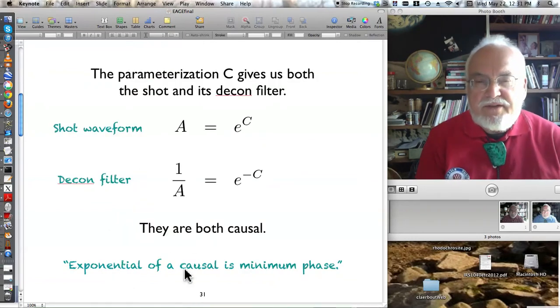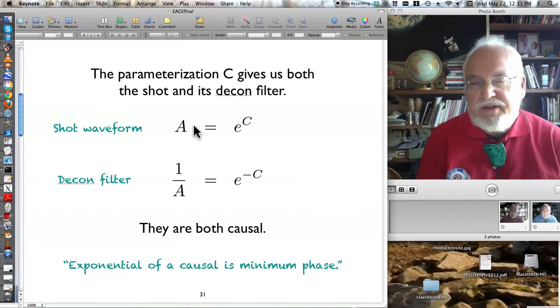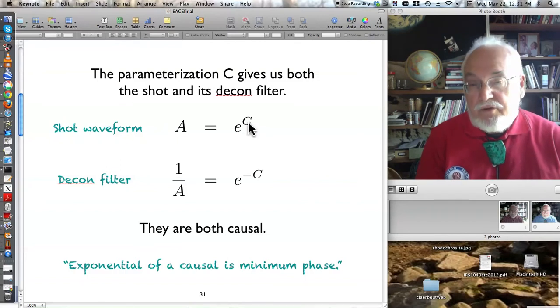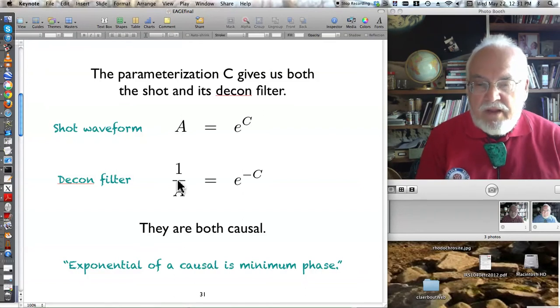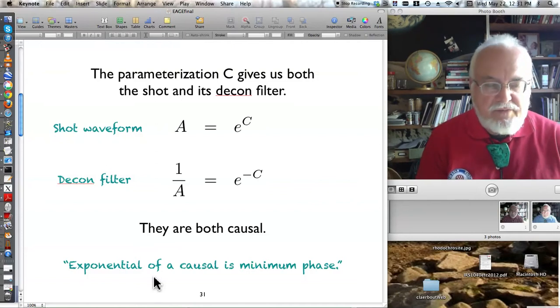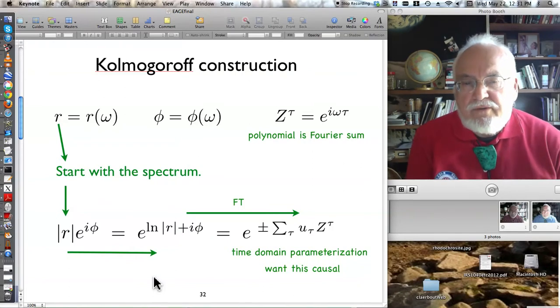We're going to be parameterizing things with this C function up in the exponent here. So that's a little different because industry standard is to parameterize things by the inverse, by the decon filter, that is the inverse of this. And if C is causal, the Kolmogorov theorem says that the shot waveform is causal and the decon filter is causal. In other words, that's a definition of minimum phase, the fact that the filter and its inverse are both causal. So Francis Muir likes to say, the exponential of a causal is minimum phase. A very nice summary.